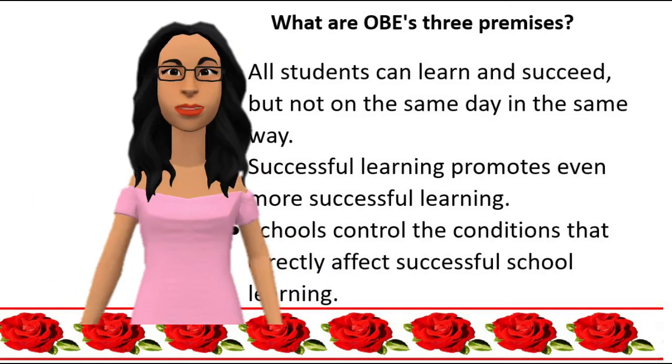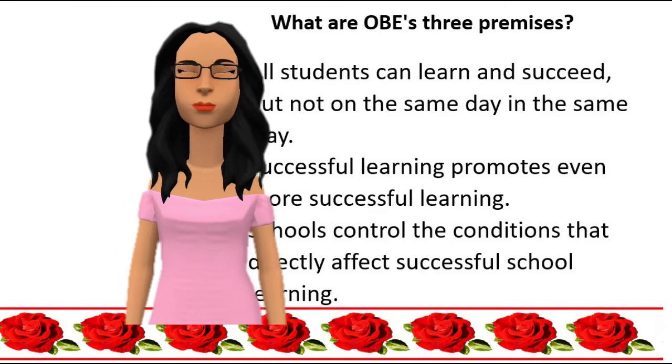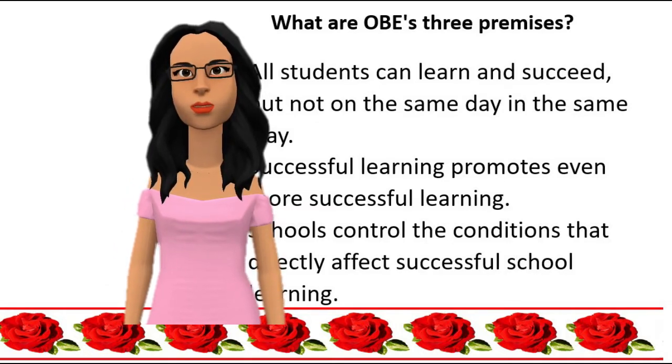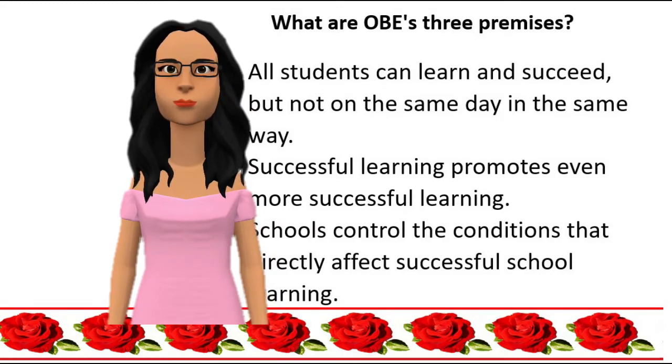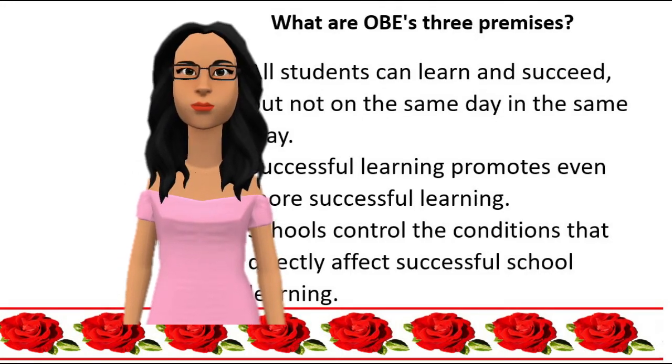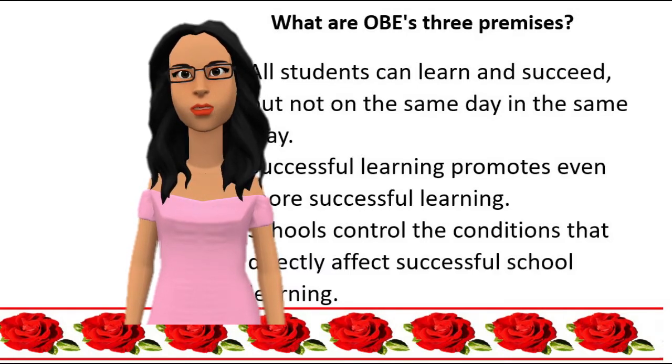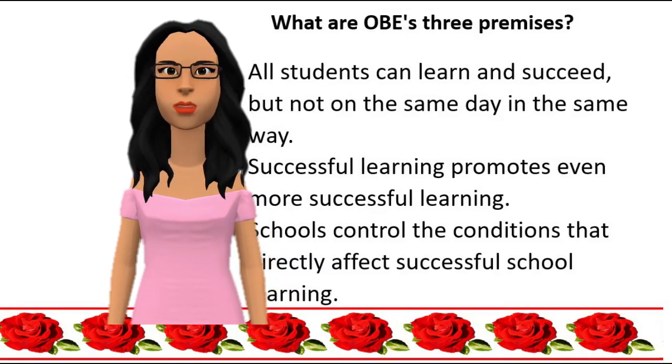What are OBE's 3 premises? They are: 1, all students can learn and succeed, but not on the same day and in the same way. 2, successful learning promotes even more successful learning. And 3, schools control the conditions that directly affect successful school learning.